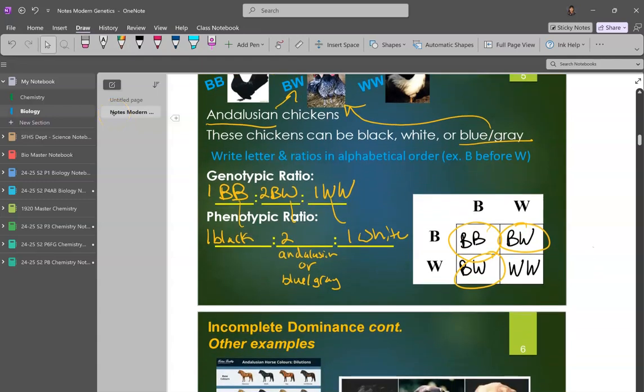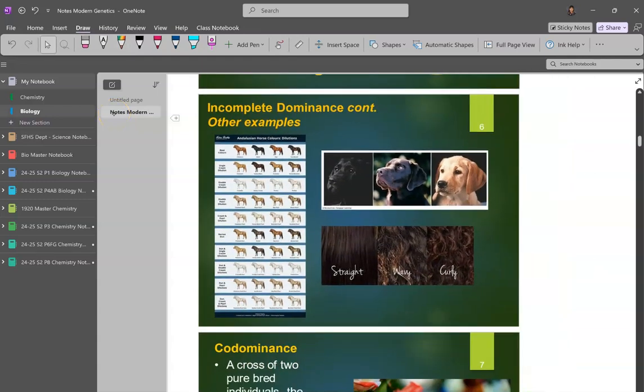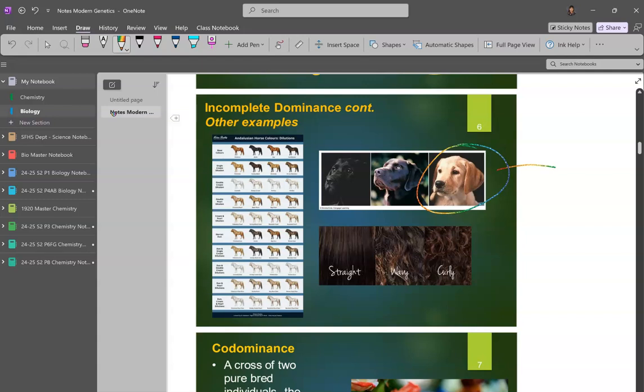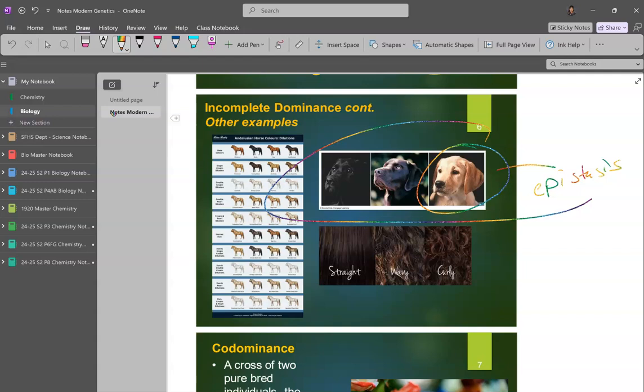Some other examples include, this one is actually not an example with dogs. This is actually epistasis, which was mentioned in that homework assignment for the Amoeba Sisters. There's another gene that actually controls whether or not this gets expressed in labs. So this actually is not an example of incomplete dominance. But the other two are straight, wavy, and curly hair. Wavy's in between curly and straight. That's an example of incomplete dominance.